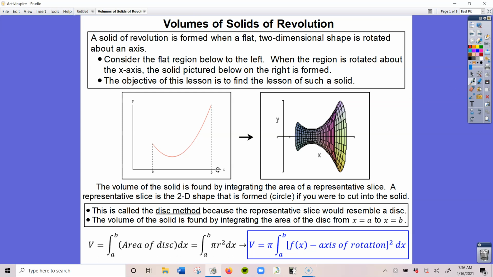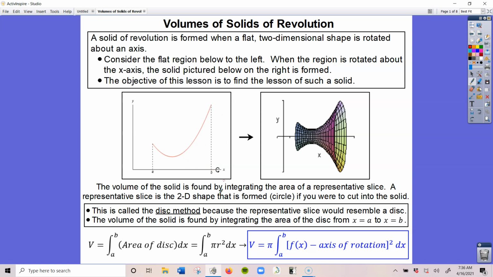Hey guys, today we're going to learn how to find the volume of a solid that is made out of revolution. So here we have an example. We have here this graph of some function f of x. Now, if we bound it from the x value a to the x value b and then rotate it around the x-axis, what we get here is this solid.